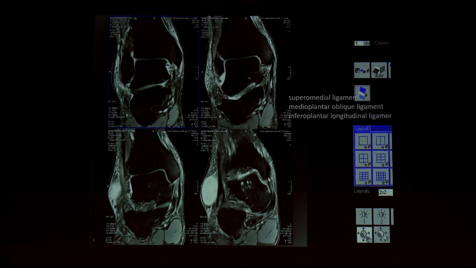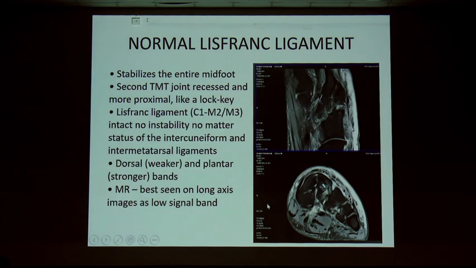What you are seeing is the tibial spring ligament, and this is the main spring ligament. Between the tibialis posterior tendon and the navicular, what you are seeing is the spring ligament. So these are the things we have to carefully look at.